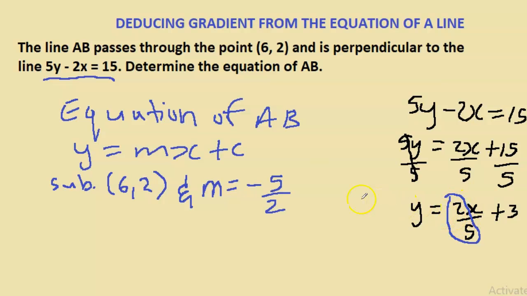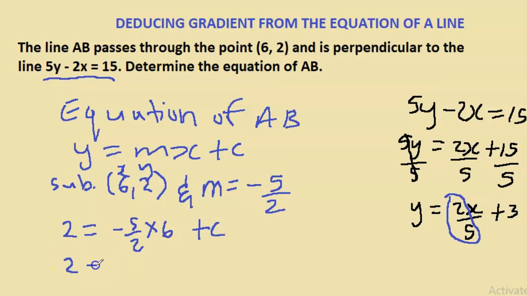And so we know the perpendicular gradient would be negative 5/2. Alright? So m is negative 5/2. Let's sub that into y equal mx plus c. So of course the x is 6 and the y is 2. So y, replace the y with 2. m is negative 5/2. x, so it's mx, x is 6. And you have your plus c, right?